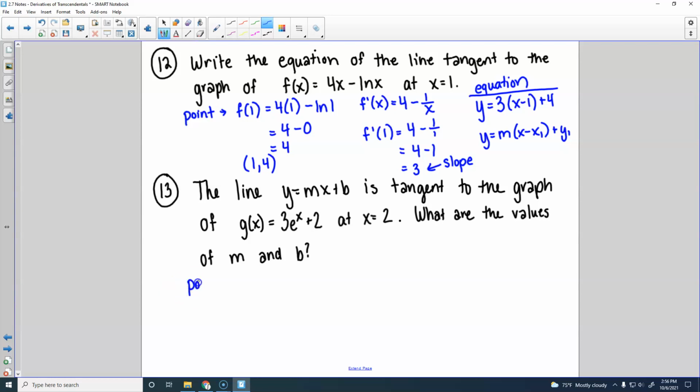To find that point, Eli, what have we got to do to find the point? Plug into the equation. So g of 2, and we're going to label it, g of 2 equals 3e to the second plus 2. There are certain people in this class that have a hard time labeling their work.